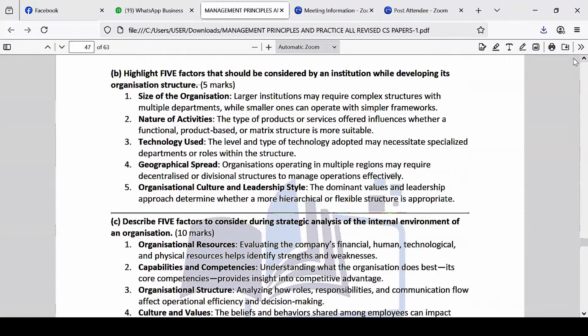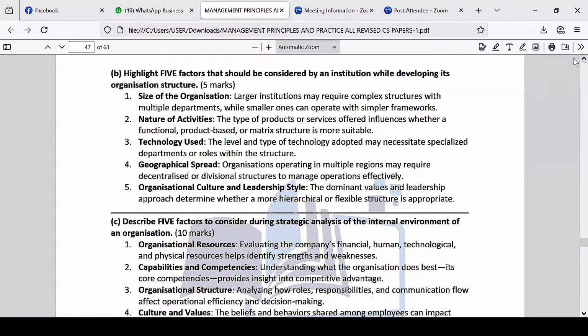So highlight 5 factors that should be considered by an institution when developing what? Its structure. If you want to come up with an organizational structure, what factor do you consider? Number one is the size of the organization. If you have a small company, then the structure will be maybe one level. You are the manager and the sole proprietor. So the bigger the company, the more complex the structure becomes. Large institutions may require complex structures with multiple departments, while smaller ones can operate with a simpler framework. If your company is just starting, you can be an accountant, a procurement officer, and marketer at the same time.